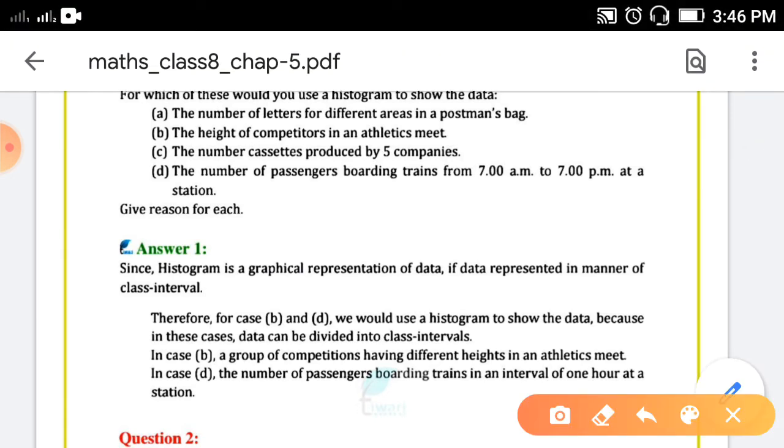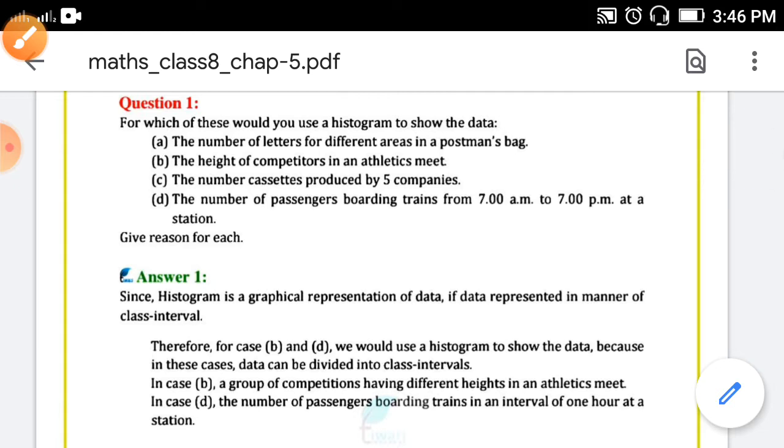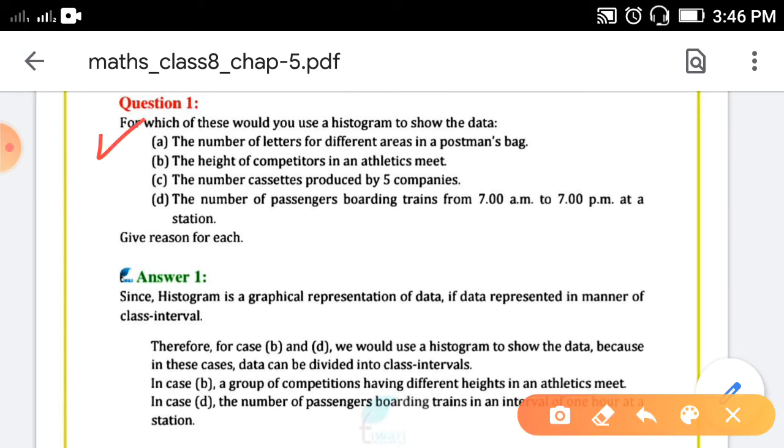A histogram is a graphical representation of data, and in that you have to use class intervals or make groups. Let's see the first one, the number of letters for different areas in a postman's bag. For letters in a postman's bag you cannot make any class interval. B, the height of competitors in an athletics meet. There will be a selected number of competitors, so you can make class intervals according to their height.